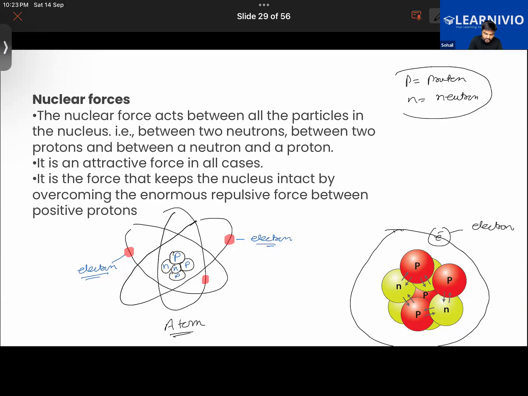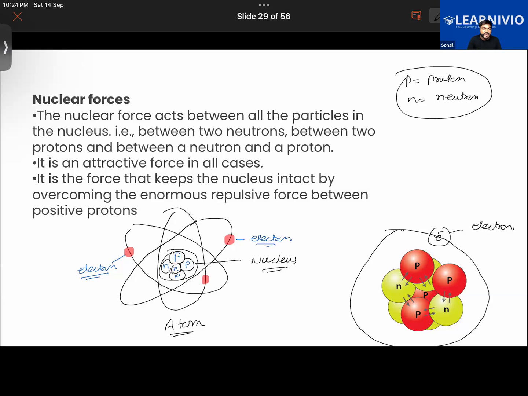Now, proton and neutron are found inside the center of an atom, and this center of an atom is called the nucleus. What do we call them, Aisha? That is nucleus.